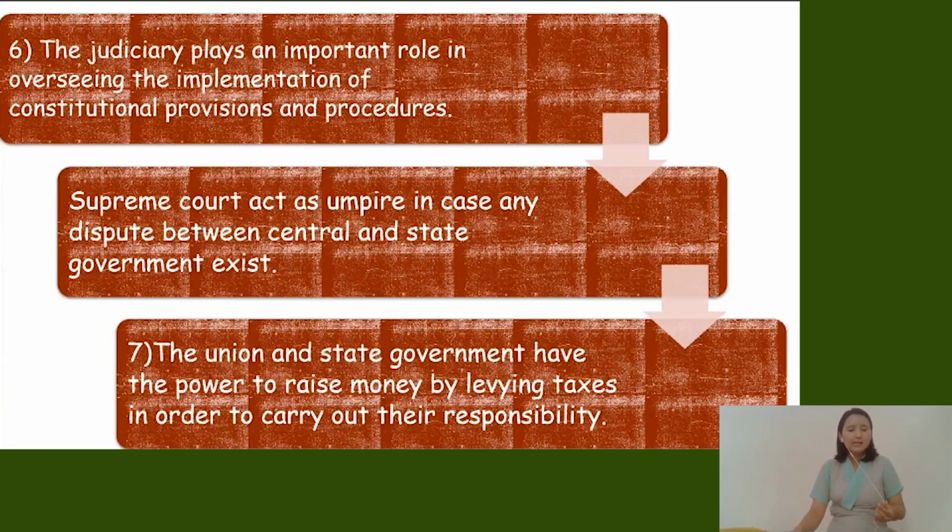Number 7 is that the union and state governments have the power to raise money, right? The union and the state government need money to run the government. For that, they have the power to raise funds by imposing tax, so that they can carry out their responsibilities effectively. So that is all about the features of the Indian government that make it a federal one, because all the features of federalism exist in the Indian government. Now we can say that India is a federal government.